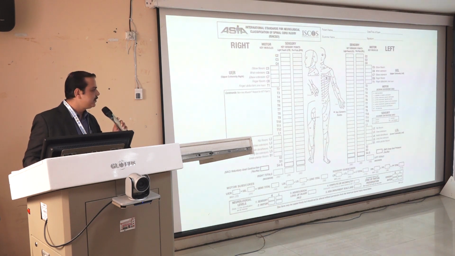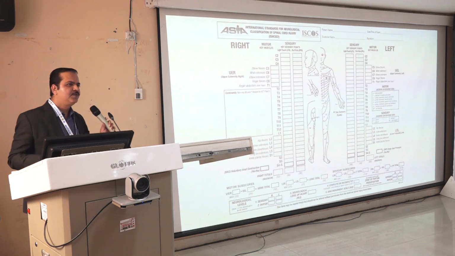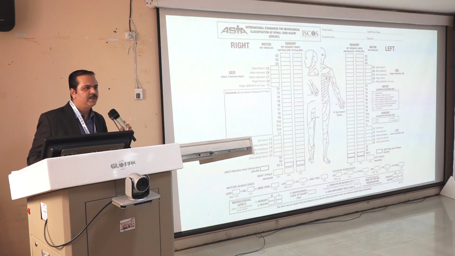For example, if the patient is having numbness at the level of the cervical collar, we can suspect that the patient is having a C4 level injury. If the patient is saying that I am having numbness at the C4 level, then we can suspect that the patient is having a C4 level injury.